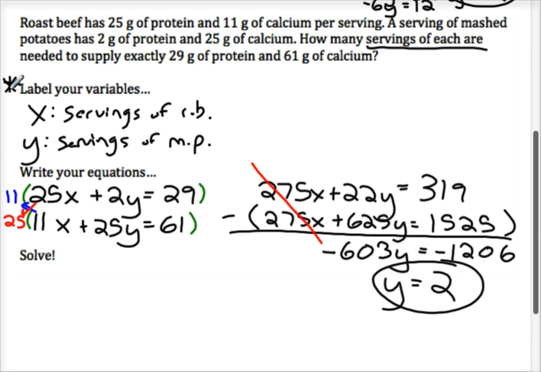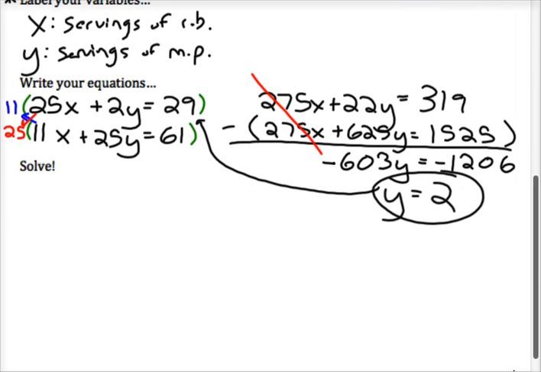All right, so I have one of my variables, and now I need to go back and put it in to solve for one of the others. Now, the cool thing here is you can go back to one of your original equations, so you're working with smaller numbers. So I'm going to go back to that equation, the 25x plus 2y equals 29. Again, when you're plugging it in, you can always go back to one of your original equations. So I'm going to plug it in.